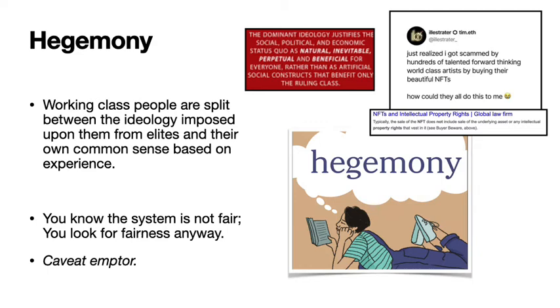But we continue to struggle to look for fairness anyway, and this is the split in our brains: we want to see fairness because it's told to us that it exists, and so we want to find examples of it. So I pulled out something I saw yesterday on Instagram, which is very ironic and funny, but I noticed that lots and lots of people in the comments didn't understand the irony that this person was putting forward. So they said, just realized I got scammed by hundreds of talented, forward-thinking, world-class artists by buying their beautiful NFTs.